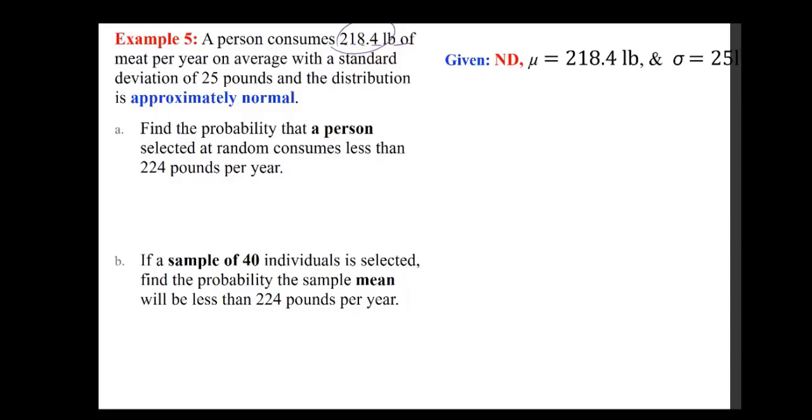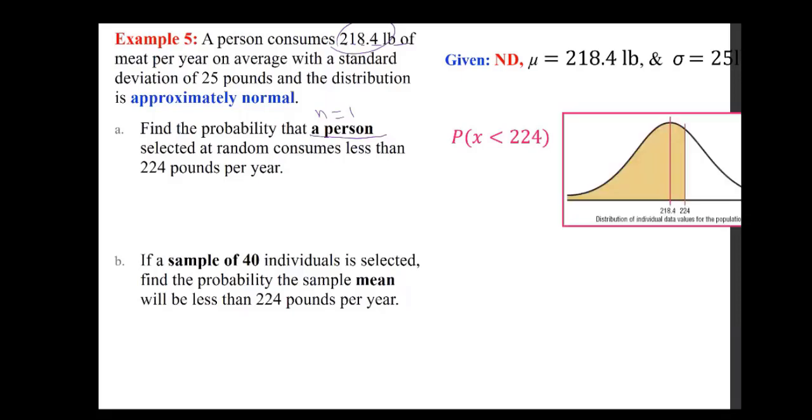So in the first case, it's important to know a person is chosen, n equals 1. And we want the probability that a person selected at random consumes less than 224 pounds per year. This is what we want. It's X, not X bar. So we want to distinguish between A and B. Why do we use X here? Why do we use X bar in the next case? It's important to distinguish between the two. There is n equals 1, whereas when n is anything other than 1, you go with X bar. So n equals 1, and now you know what to do.